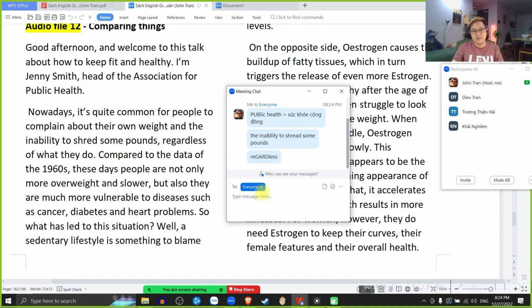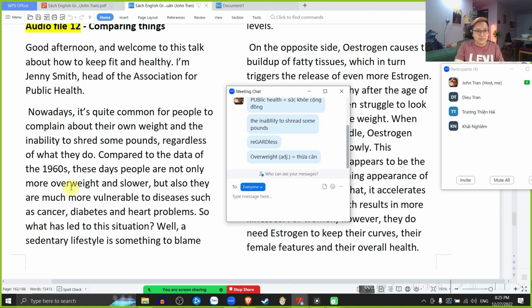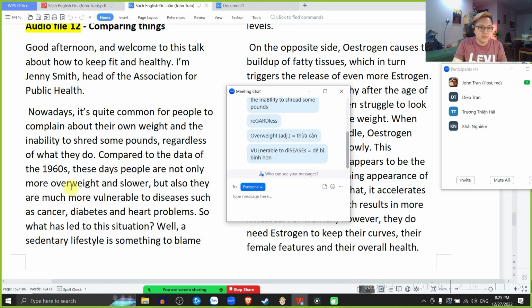Compared to the data of the 1960s, nếu được so sánh với cái thông tin của những năm 1960, these days, ngày nay con người ta không chỉ more overweight, thừa cân, tức là chưa đến béo phì nha. Overweight is not obese yet, okay? Người ta không chỉ thừa cân hơn và chậm hơn, but also they are much more vulnerable to diseases. Họ cũng rất là vulnerable to diseases, dễ bị bệnh hơn. Ví dụ như bệnh cancer, ung thư, diabetes, tiểu đường và những vấn đề về tim.